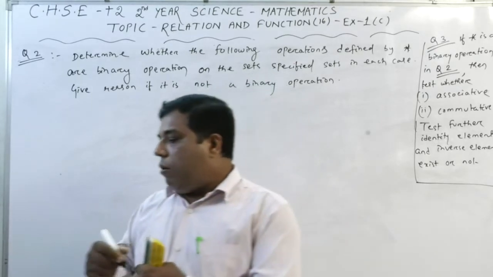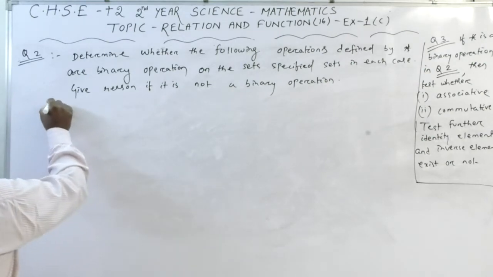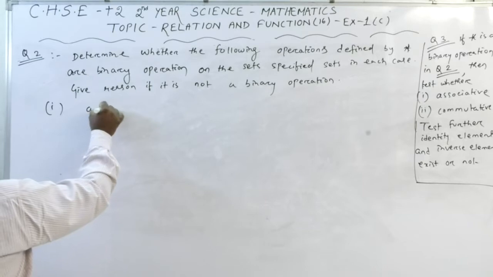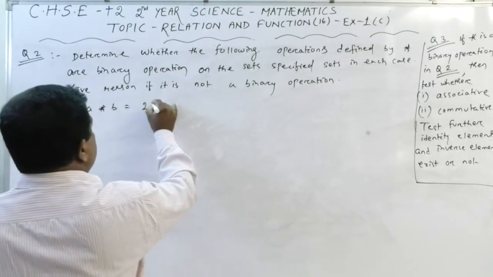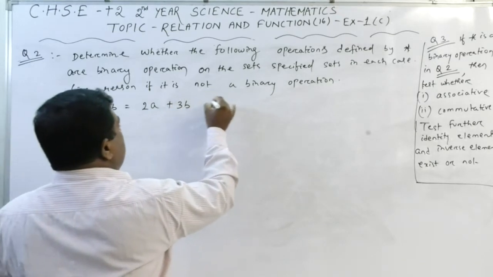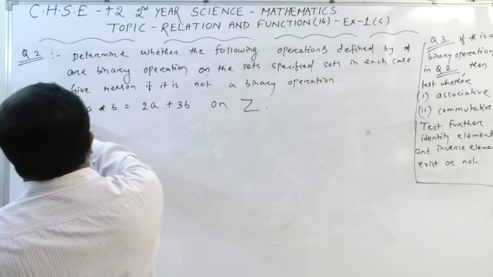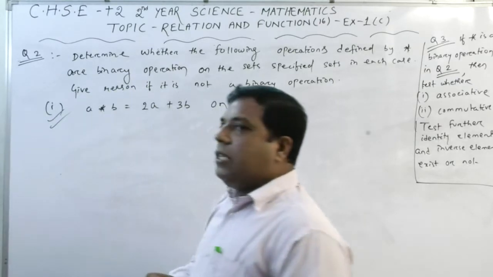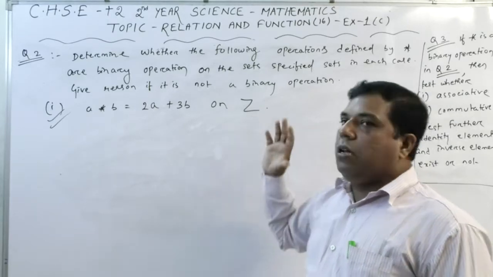So now let us begin with the first bit. The first bit says A star B equal to 2A plus 3B on Z. So it is the first question. A star B equal to 2A plus 3B on Z. Now we have to show whether it is a binary operation or not.